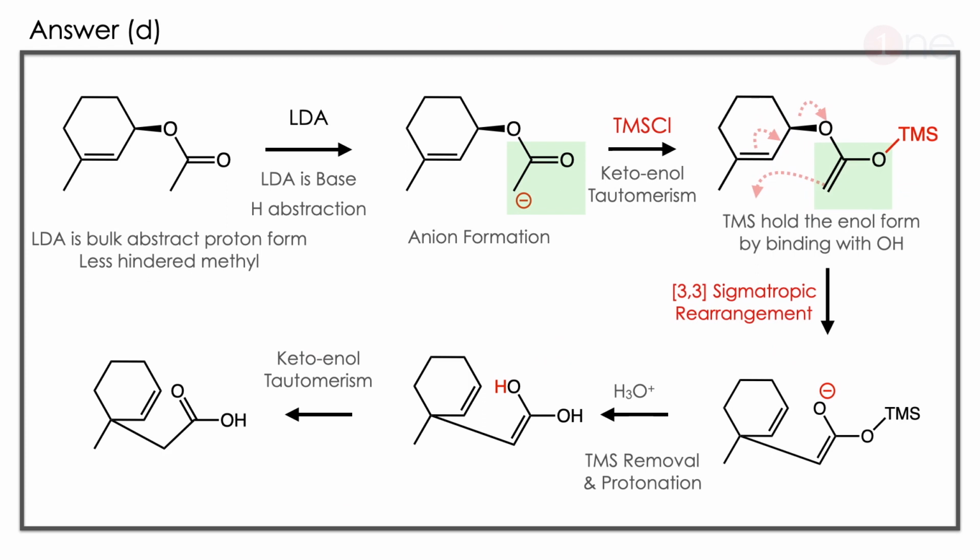The answer is D. Let us see how. The starting material is a cyclohexenyl system. LDA is a bulky base, so it only abstracts the proton from the less hindered side. The methyl proton in that one is abstracted.